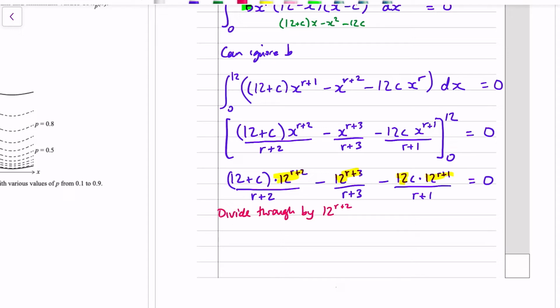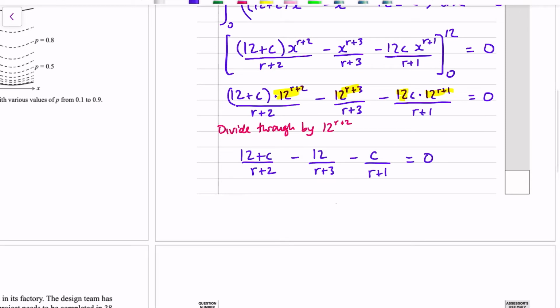Okay, I can do this because I'm trying to solve an equation. So yes, I'm going to make the expressions all different, but I'm going to divide the right-hand side by the same thing, so it all works out. If I divide by 12 to the r plus 2, the first term becomes a lot simpler. The second term will still have a 12 in it. And the third term will be this. And I want c in terms of r, so everything that's got a c will stay on the left-hand side, and everything that doesn't have a c will end up on the right-hand side.